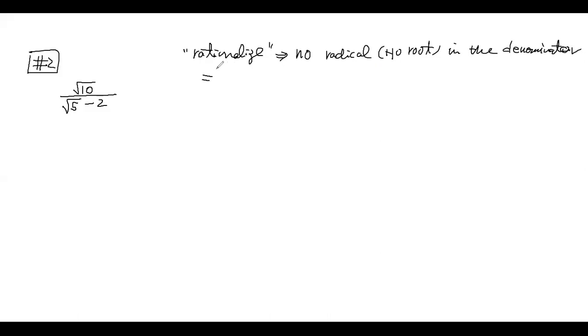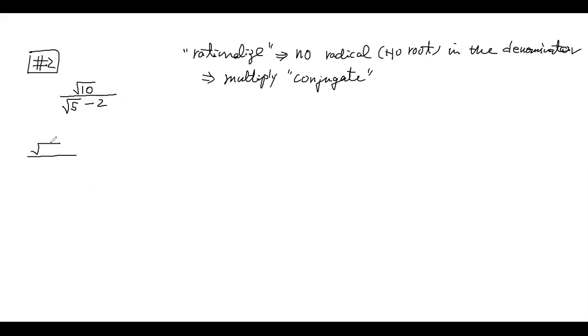So how do you do it? You multiply by the conjugate. You guys still remember what the conjugate is? The conjugate is just the opposite sign. If you have a minus, you use a plus. If you have a plus, you use a minus. Okay, so let's take a look here.